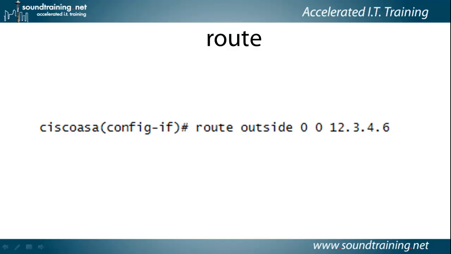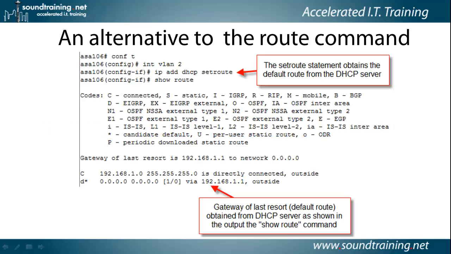So we use the route command, and then we say that we're going to use the outside interface, and the 0 and 0 is simply shorthand for 0.0.0.0 and 0.0.0.0, meaning any address that we don't know what to do with otherwise, that's not in our routing tables, we want to send it to our default gateway at 12.3.4.6. Now there's another way to do this, and frankly on an ASA 5505 especially, which is often used in a small office, home office environment, this is probably what you're going to do.